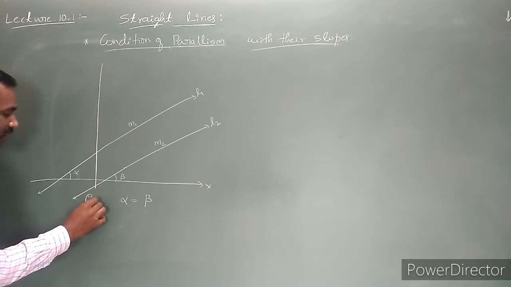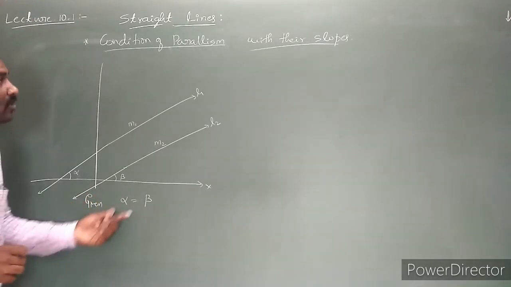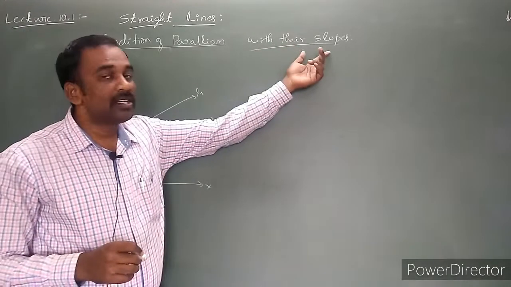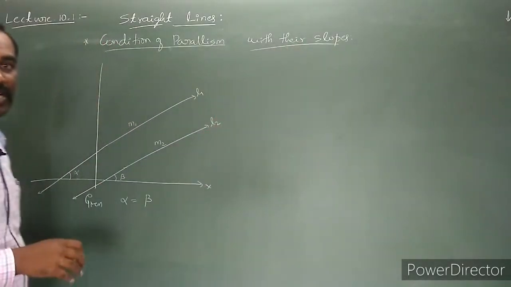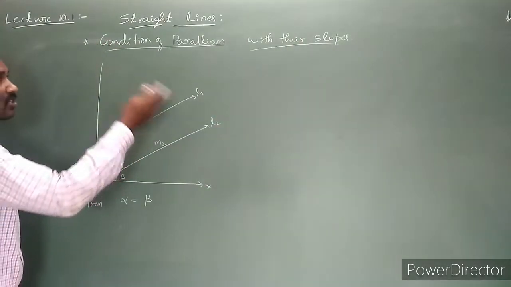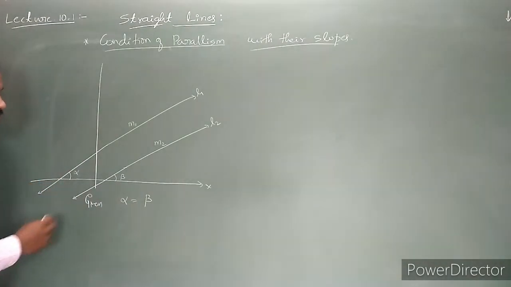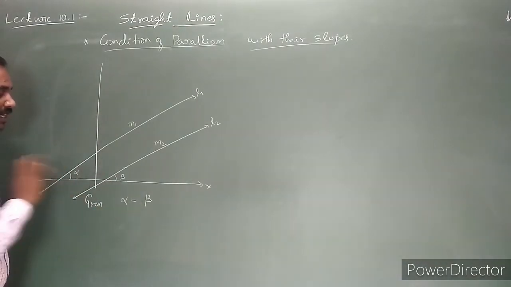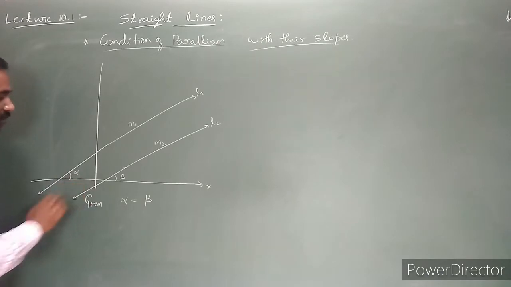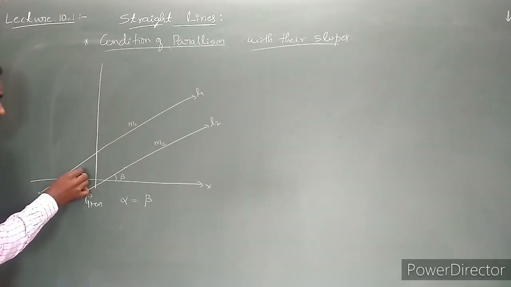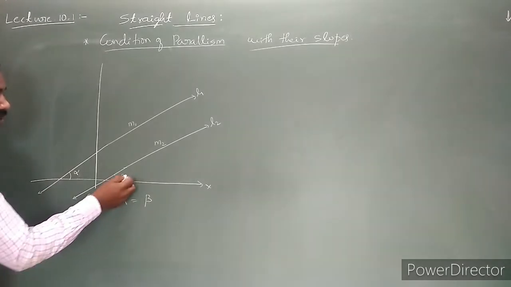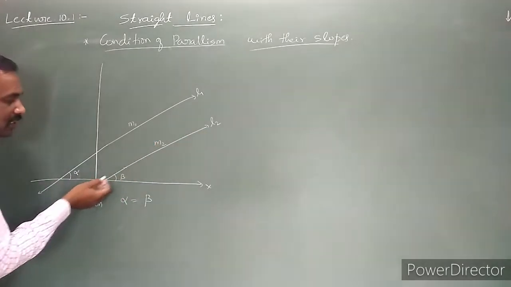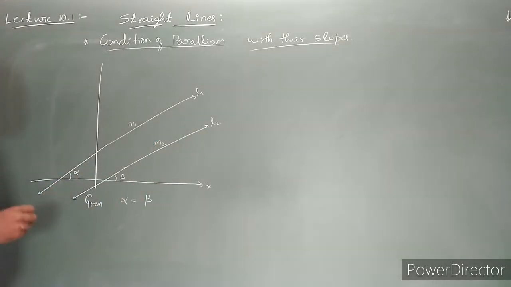So given two lines are parallel, I need to check with their slope. Using the slope, what is the condition of their slopes? What is the condition of the parallelism? Given that the angles are equal. Alpha is the angle between the x-axis positive direction and the line L1. Beta is the angle between the line L2 and the positive direction of the x-axis.